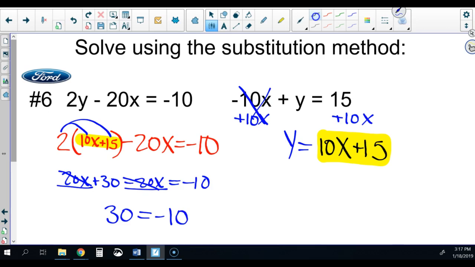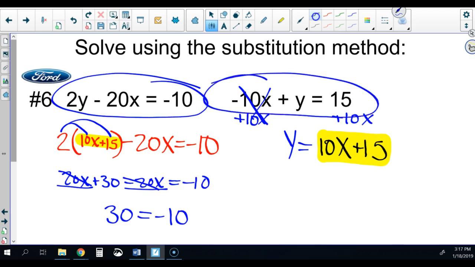This is one of those special cases. 30 does not equal negative 10. 30 will never equal negative 10. So there is no x and y that will work in both of these equations because I end up getting something that can never happen. So this is no solution.